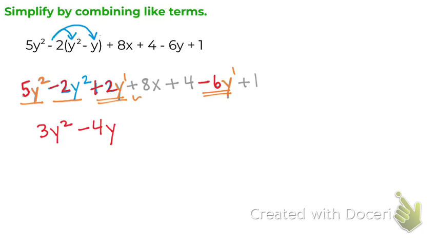Now let's look at the next one. Positive 8x. Are there any other terms that have an x with an exponent of 1? No. So I'm just going to leave that as plus 8x. And then lastly, we have positive 4 and positive 1. These are like terms because they're both just constants. So 4 plus 1 is 5. So this would be our simplified expression.